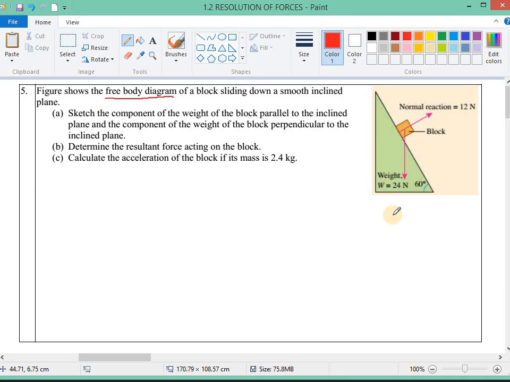Okay, I repeat, what is free body diagram? Free body diagram is a diagram that shows all of the forces that are acting on an object. Okay, so for example, this diagram is a free body diagram because it shows all the forces that act on the block. So only got two forces, weight and normal reaction. But weight and normal reaction, they are not perpendicular.